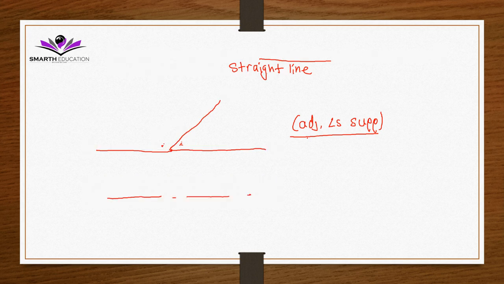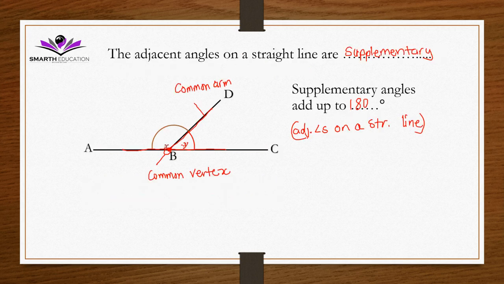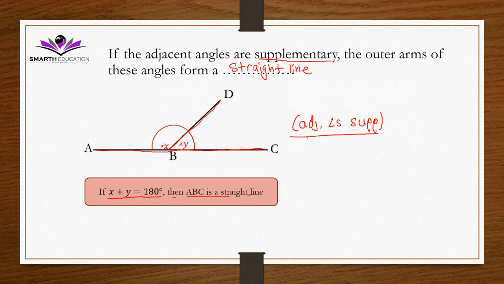What did we say? We talked about this one here. We said that if the adjacent angles on a straight line are supplementary, so in a given straight line, then the adjacent angles are what? Supplementary. They add up to 180 degrees. And then this one, we're saying that if the adjacent angles are supplementary, then the outer arms of these angles form a straight line. Just remember those two, okay? The one is the converse of the other.